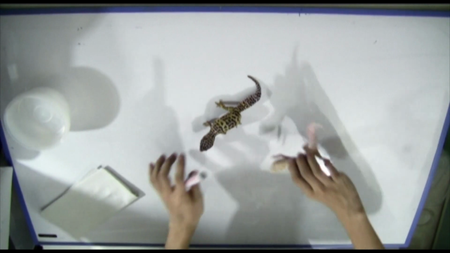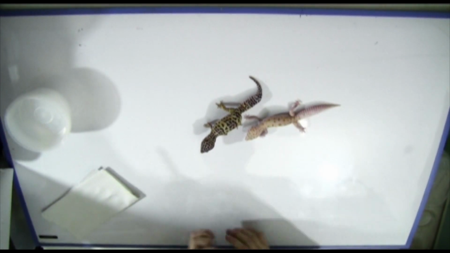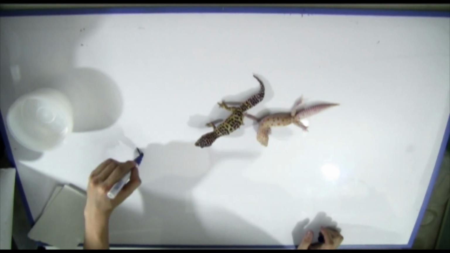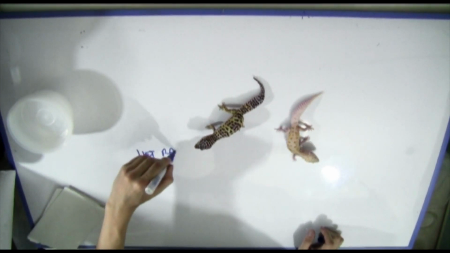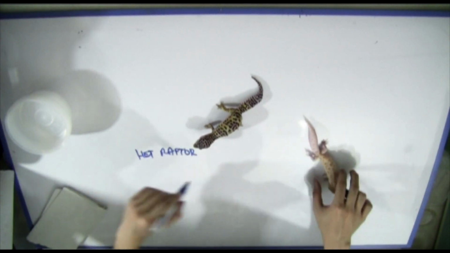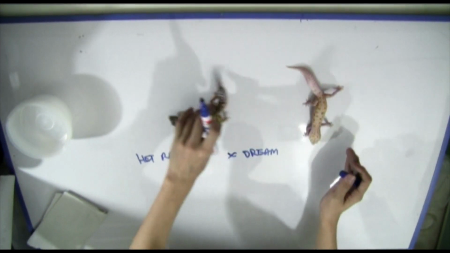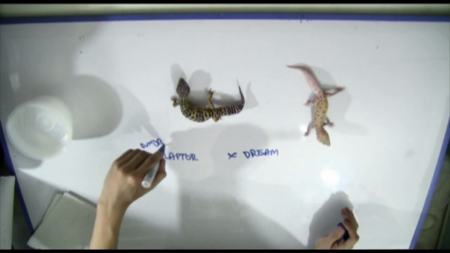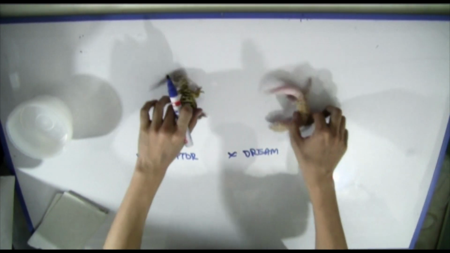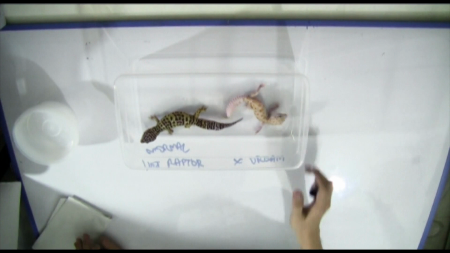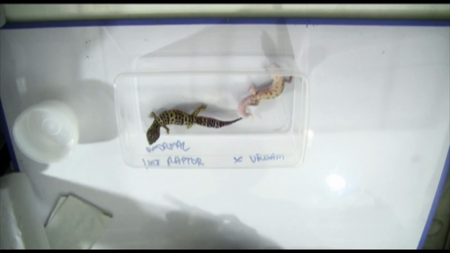Normal het raptor to a dreamsicle. So a het raptor to a dream. Normal het raptor. So what we have here is a het raptor to a raptor pairing.